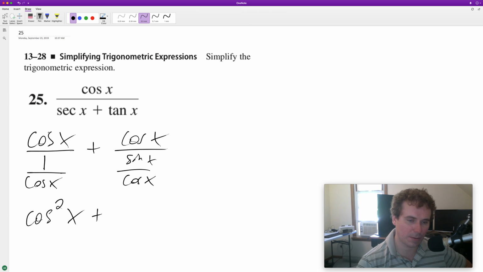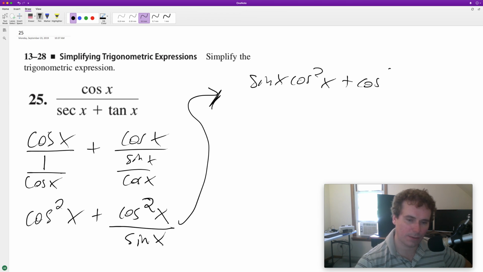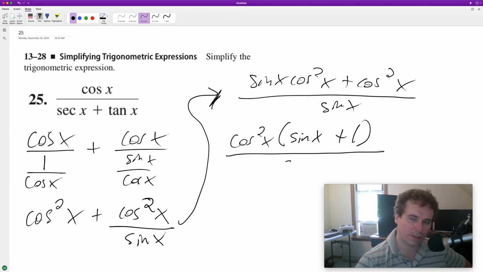And exact same step here, we get cosine squared x over sine of x. So if we want, we can get a common denominator, and we just end up with sine x cosine squared x plus cosine squared x all over sine of x. And if we want, we can factor out a cosine squared x, and we're left with sine x plus 1 all over sine x. And that's it.